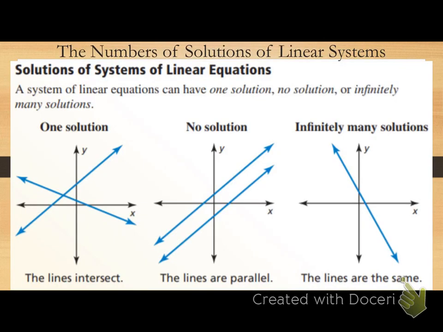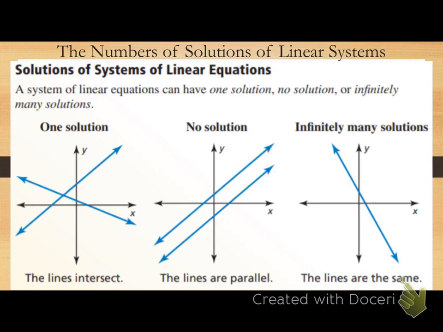Before we get into this, what do we know about parallel lines and their slopes? They're the same. So if I have two lines that have the same slope, do they have the same y-intercept? No. So if they have the same slope, but different y-intercepts, I know they're parallel, right? On your assignment, you will have some problems where you just have to look at the slope and y-intercepts to determine how many solutions there's going to be.